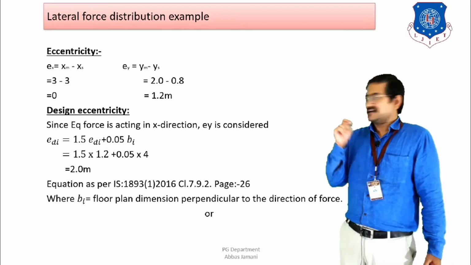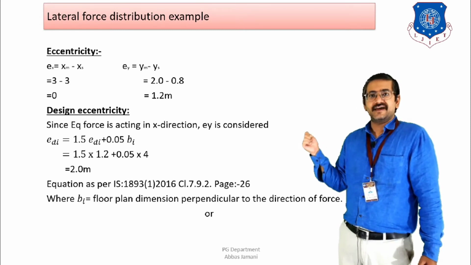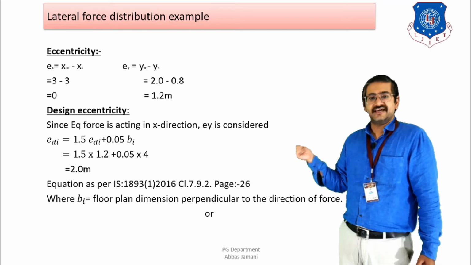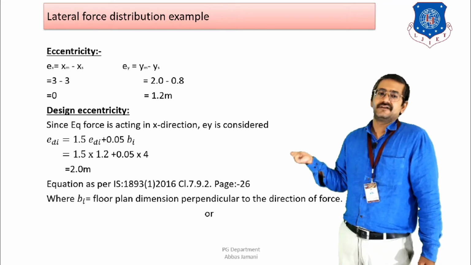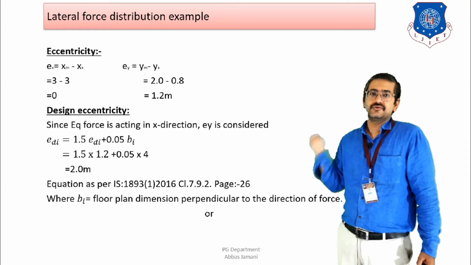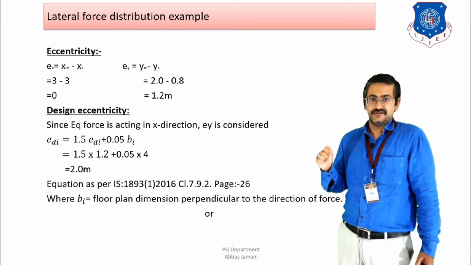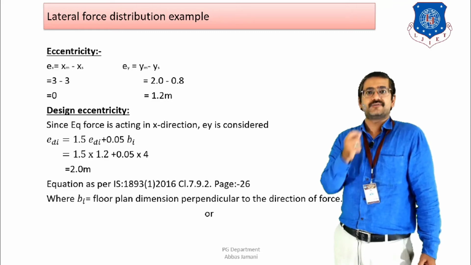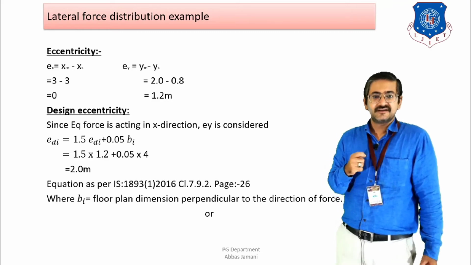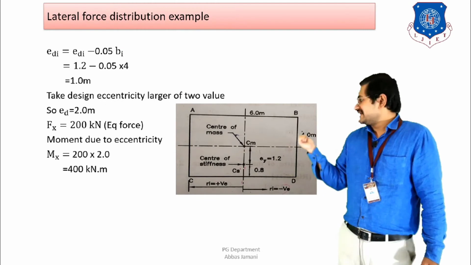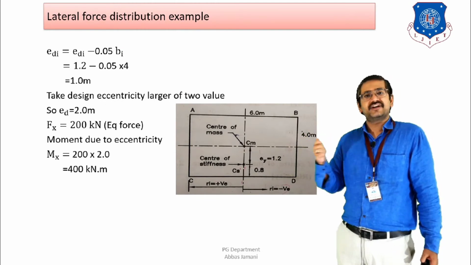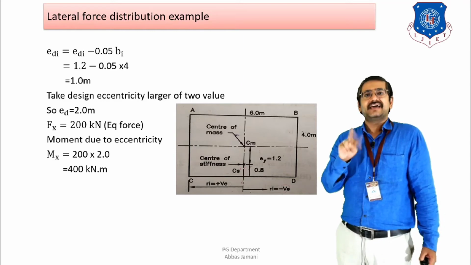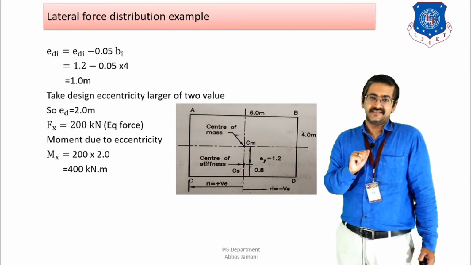Right. So if we come back to this, then EDI is equal to 1.5 ESI plus 0.05 BI. Then we substitute the values of ESI and BI, and we get the value of the eccentricity, that is EDI is equal to 2. Right. So that is the first criterion. The second criterion is that there is another formula that the code is proposing, that is EDI is equal to ESI minus 0.05 BI. Either of these have to be checked, and the higher value of the two has to be considered as the design eccentricity.